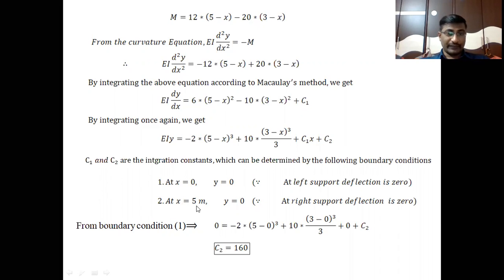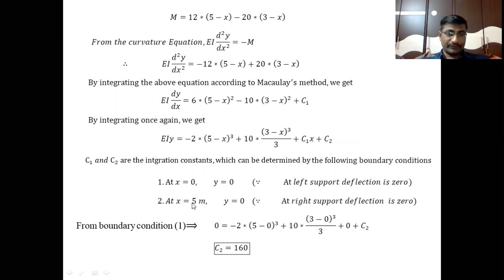At x is equal to 5 meters, y is 0. So y is 0 means the left hand side expression is 0. That is equal to, if you substitute 5 in place of x, minus 2 into 5 minus 5 whole cube. Okay. So during substitution of the x value, if the bracket term is negative, then the total term can be neglected. This is one of the rules in Macaulay's method.